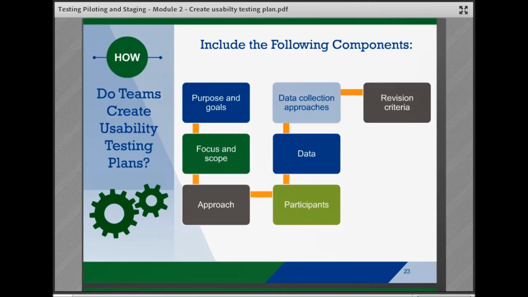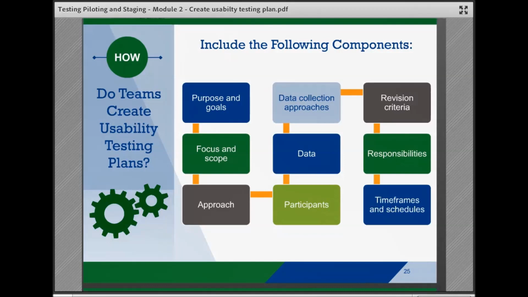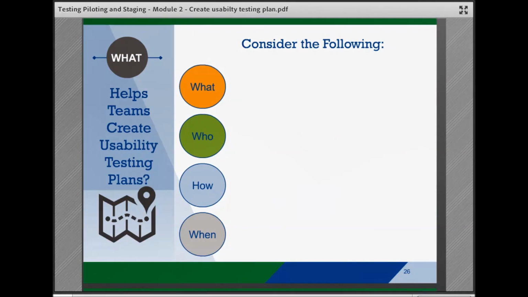The criteria for revision of the process or activity. So what will help the team decide what to revise and how to revise it? The individuals or groups responsible for testing, reporting results, collecting data, making decisions, and acting on the results, and the timeframes and schedules for the testing period. It helps teams to consider the what, who, how, and when while creating the testing plan.